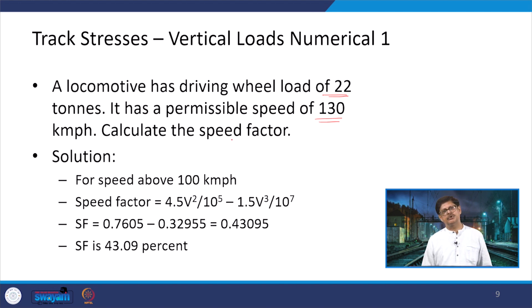Now, in this case we are going to use the German formula, the second formula which has been given, which is 4.5 v square divided by 10 to the power 5 minus 1.5 v cube divided by 10 to the power 7. If we put the value of v in this formula, what we get is 0.43095. That means 43.09% is the increase which is going to be there to the static wheel load. So, instead of 22 tons, now the effect will be 1.43 times of that.